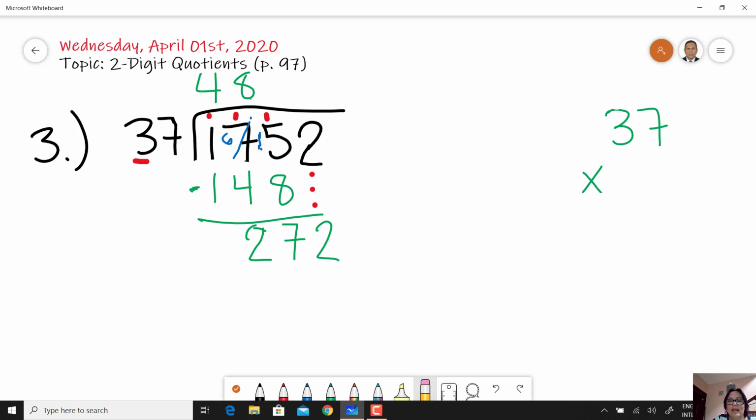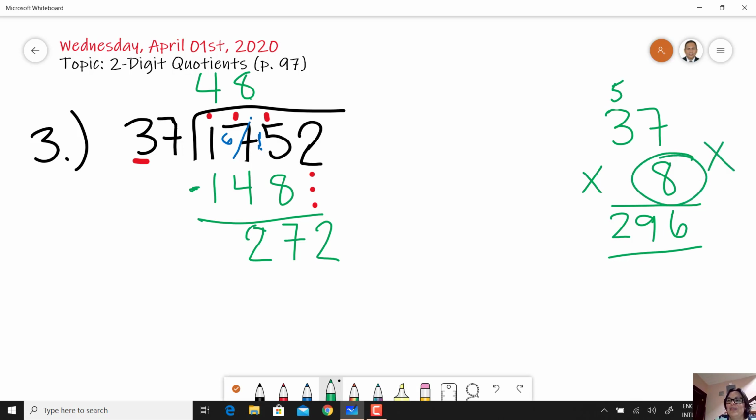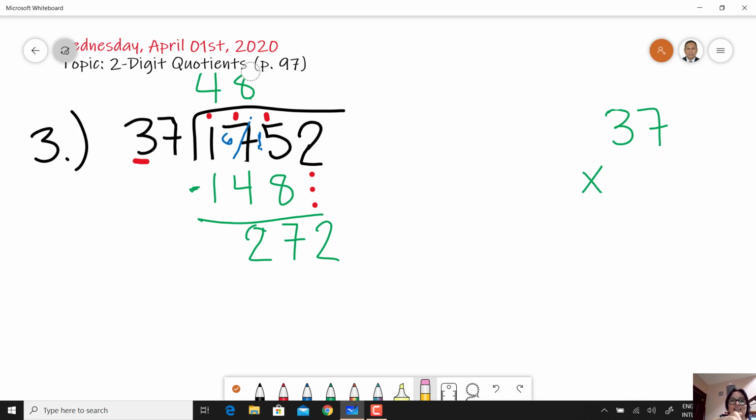So now we are going to multiply 8 times 37. 8 times 7, 56. Excellent. And 5 in here. 8 times 3, 24. Excellent. Plus 5, 29. Can we use 296? No, even 8 is not the number that we have to use, because the result is bigger than 272. So let's continue trying. It has to be a number less than 8.